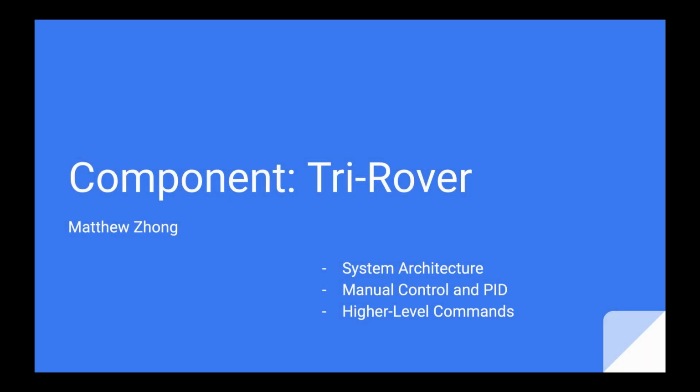In this section, I'll discuss the Tri-Rover autonomous component. This includes the general system architecture, manual controls through PID, and a simple API created from higher order commands. The system architecture includes both software and hardware. Obviously, we need a microcontroller, so let's start with that.